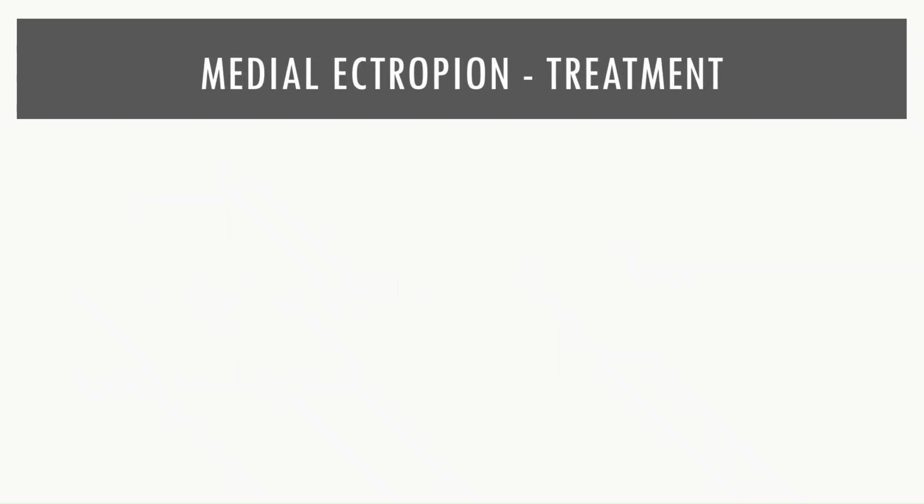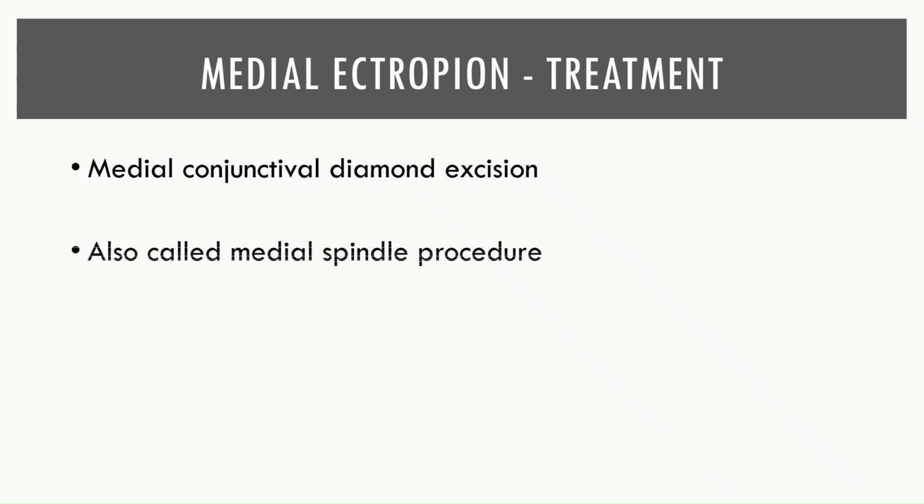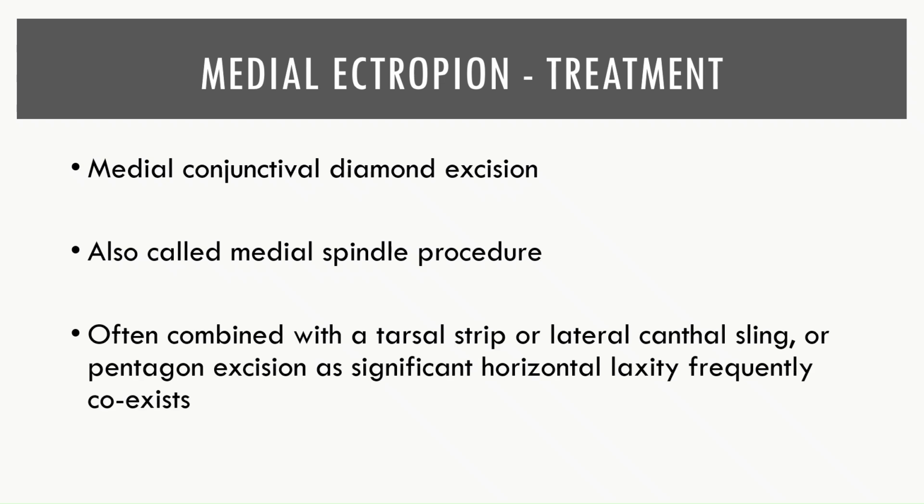Mild medial ectropion with punctal eversion can be treated using a medial conjunctival diamond excision, also known as the medial spindle procedure. This is frequently combined with a tarsal strip or lateral canthal sling or pentagon excision, as significant horizontal laxity frequently coexists.